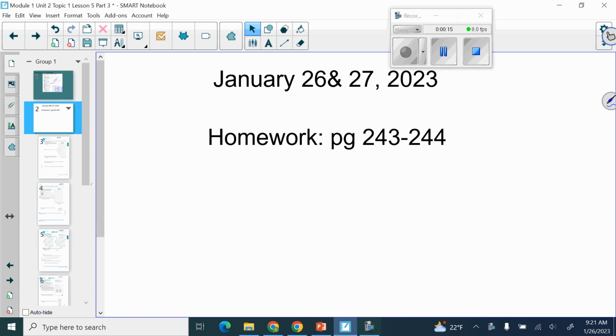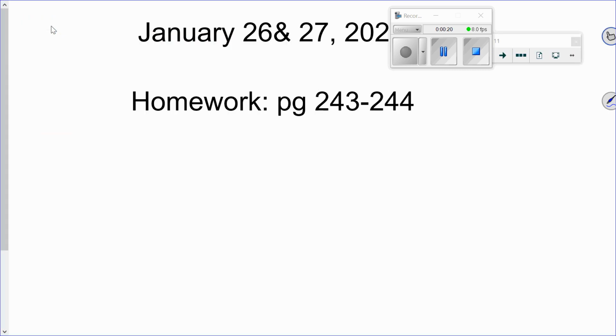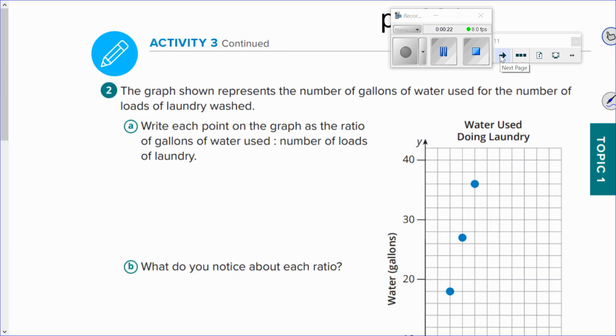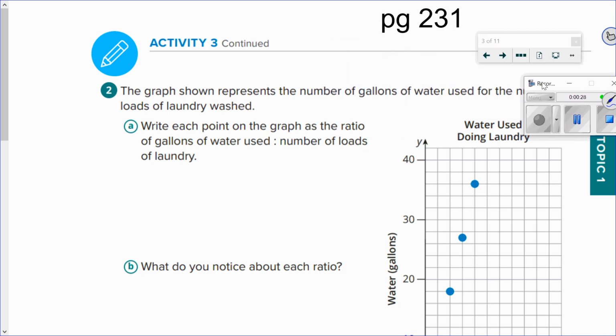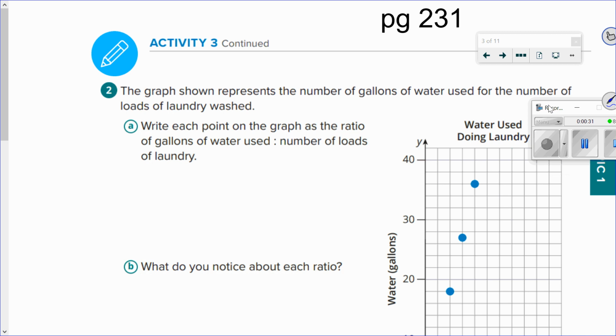Right now, we're opening up to page 237. Okay, so we're going to start here on page 237. I'm sorry, 231. Did we do this one last class? I had some classes that made it this far, some that didn't. Did we do the whole page? I thought we just started it. No, we didn't.